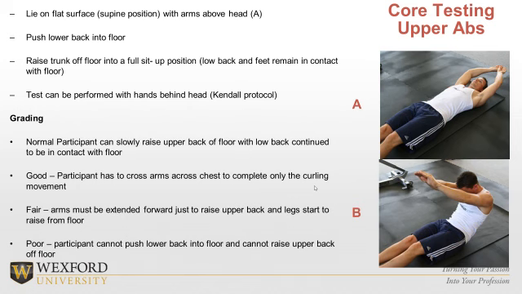Now, the grading. A normal participant can raise the upper back slowly off the floor with the low back continuing to be on the floor. Now, good, the participant has to cross arms across the chest to complete only the curling movement. Fair is when the arms must be extended forward to just raise the upper back and legs to start the raise from the floor. Poor is the participant cannot push the lower back into the floor and cannot raise the upper back off the floor. So this is a really good test of the upper abs.